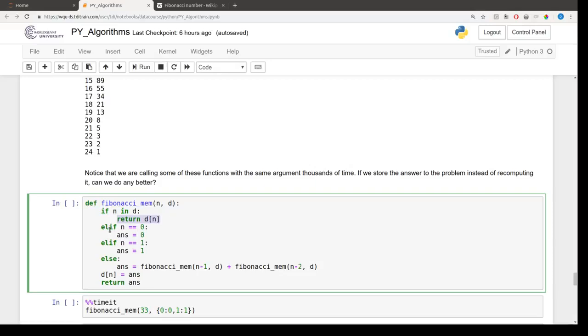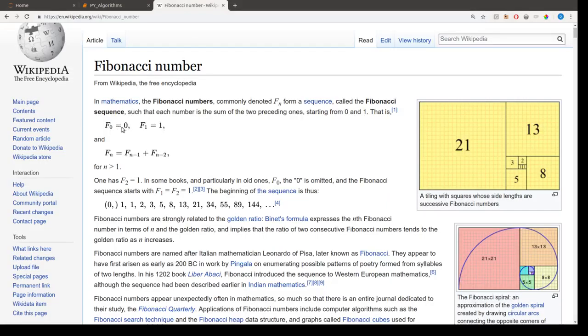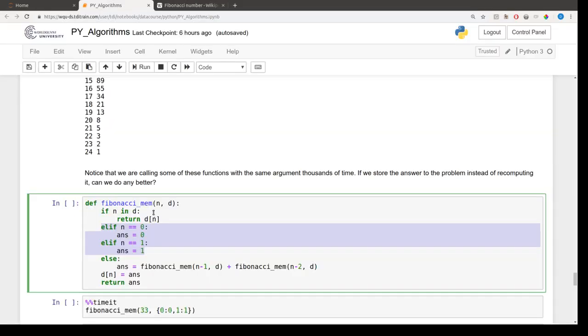Then we proceed similar to how we did before. If we have a 0 or a 1, we already know the answers for those particular numbers. They're just exactly defined. Otherwise, we have to make the recursive call and calculate the previous numbers in the sequence. But once we've calculated this answer, whatever it is, we store that in our dictionary before returning the answer.